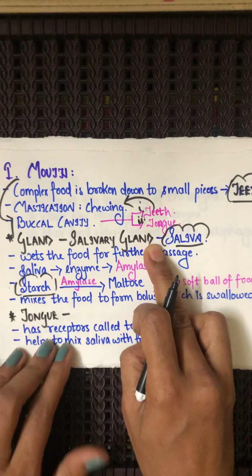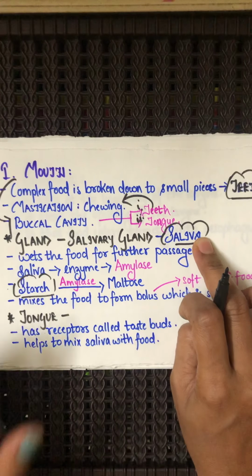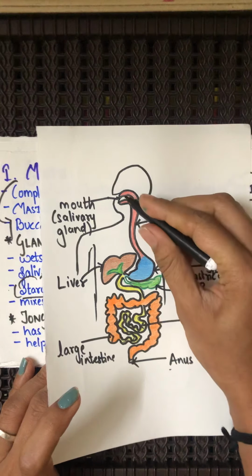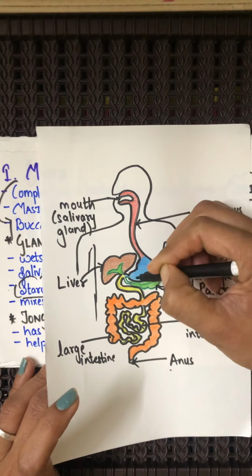Do you understand this? Yes. Now what is the function of this saliva? Saliva is watery, and therefore it wets the food for further passage. It wets the food. Whatever food it is, it makes it wet. So what will happen? That food can move ahead, from the mouth to the esophagus to the stomach. If the food is not wetted inside the mouth, it will not be able to pass through these pipes. Do you understand this? So the very first function of saliva is wetting up the food.